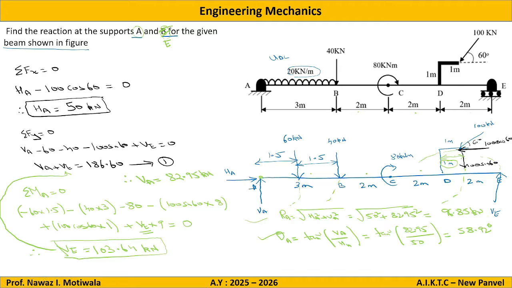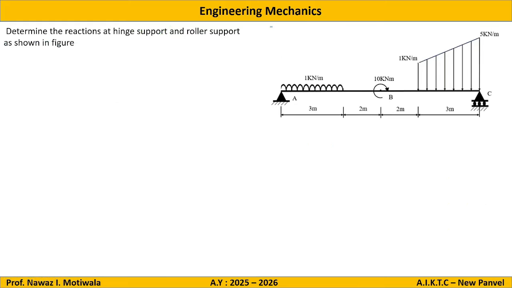Moving forward with the next question, which says again: determine reactions at hinge support and roller support as shown in the figure. So as usual, I will first convert this into a free body diagram, that is into the point loads. So point A, then point B, and point C. First, show all the applied forces. There is no applied force. There is just a couple here. So I will show the couple as it is, 10 kilonewton meter.